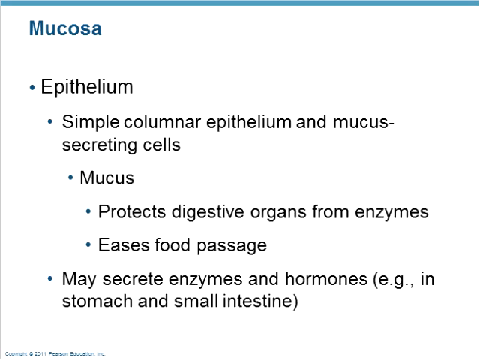The epithelial layer is a simple columnar epithelium, and that makes sense because there are mucus-secreting cells, which are probably goblet cells. They secrete mucus, and that protects the digestive organs from enzymes, and it also helps to ease food passage through the GI tract. The epithelium may secrete enzymes and hormones in the stomach and the small intestines.